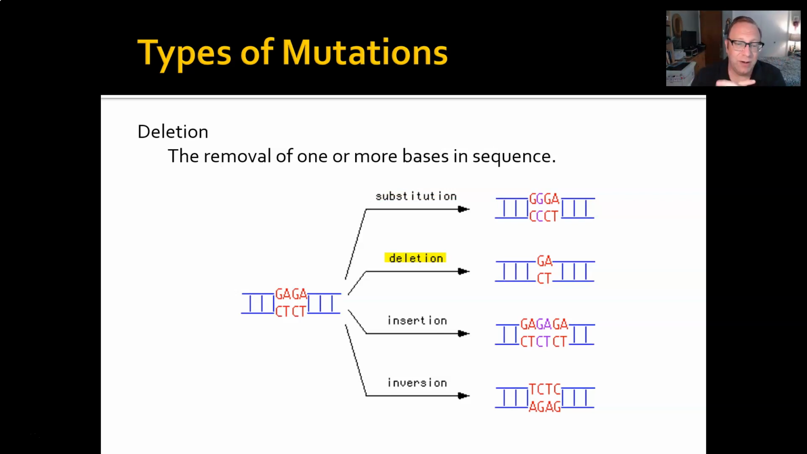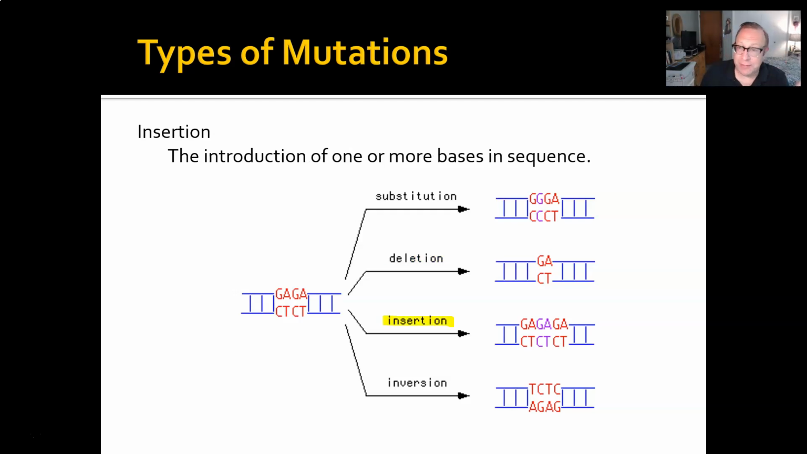You can also have a deletion where one or more of the letters in the middle are removed. So here they remove the middle AG. I'm just looking at the top line to make things a little easier. They remove the middle AG. And so now you've actually shortened the genetic sequence here. You can have the opposite. You can have an insertion. So here they've inserted another GA into the middle.